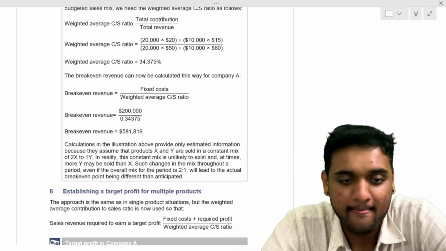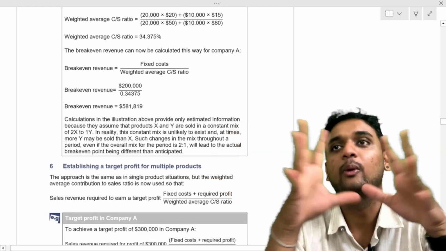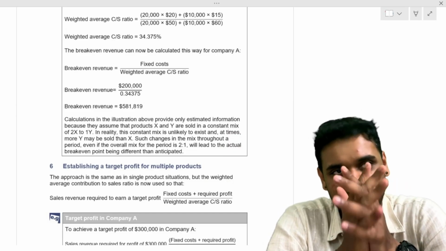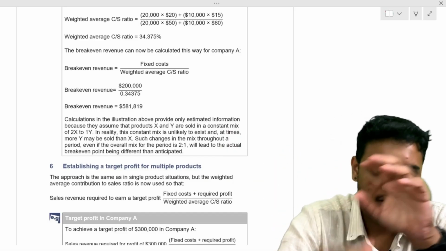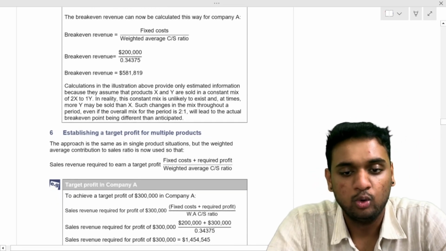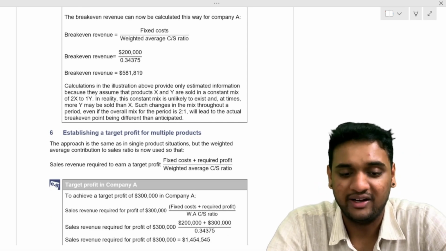Understood, all of you? Now, the same question they will ask: required profit. You tell me what is the formula for required profit? Fixed cost plus required profit divided by weighted average CS ratio. Same thing you have to do. Okay, come to the same question they are asking. Do it fast. All of you got the weighted average CS ratio? What is the weighted average CS ratio?